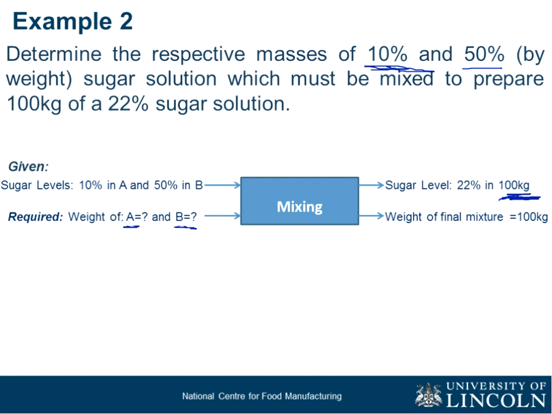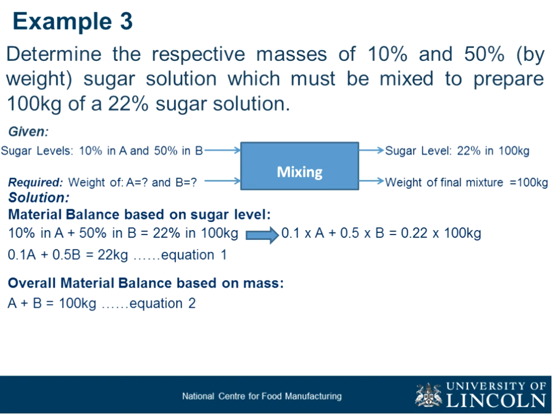Now, going to the component material balance. The interest here is sugar level. One is 10%, one is 50%, and the other one is 22%. So 10% of A is sugar. Okay? 50% of B is sugar. And 22% of the product is sugar. So talking in sugar terms, in sugar level, I've gotten two equations already. A plus B equals 100. Then 10% of A plus 50% of B equals 22% of 100. That is at sugar level.